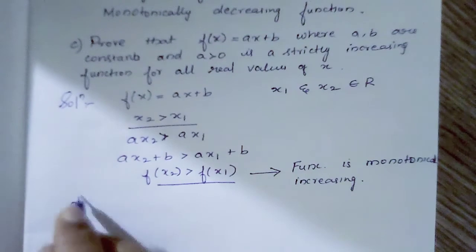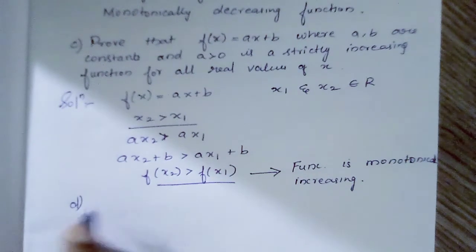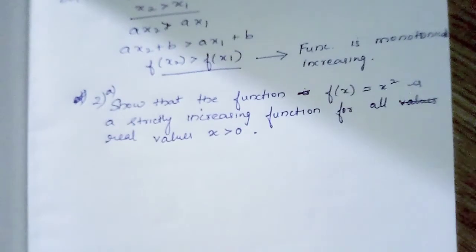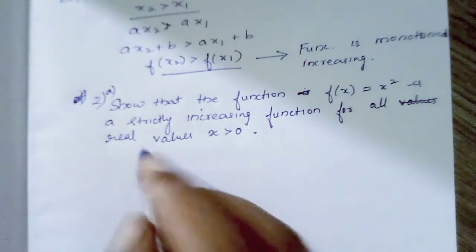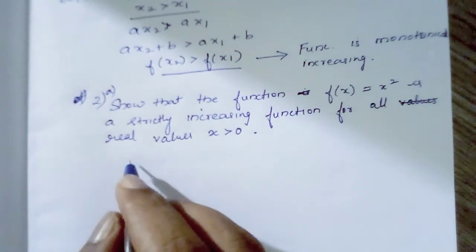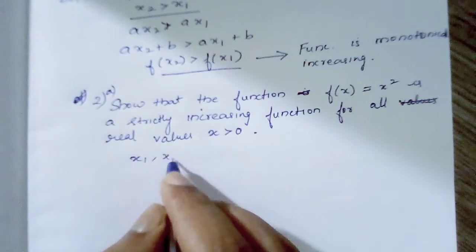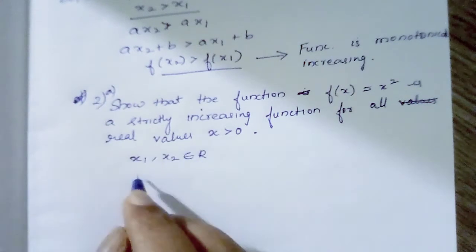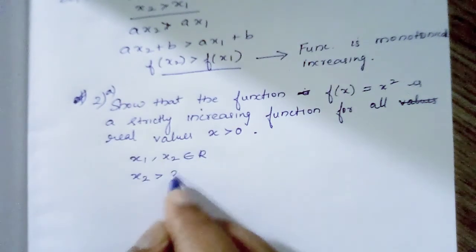Okay, let us move to part D. No, there is no part D. Let us move to second question. Show that the function f of x equals x square is a strictly increasing function for all values of x greater than 0. Okay, let us consider the value of x as x1 and x2, which is a member of R, and let us consider x2 is greater than x1.